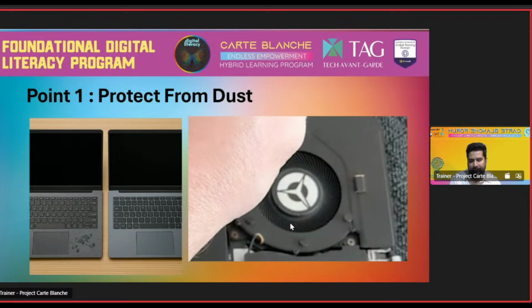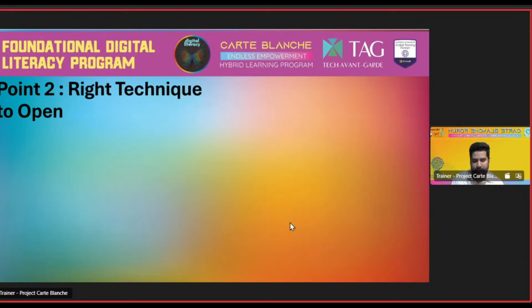Okay. Number two point, this is one of the fundamental activities student B is doing, who has been using the laptop for the last 6 years, and he used to do regular cleaning of the laptops or the desktops. Okay, the fan cleaning, dust cleaning. This is important. Number two is he has always opened the laptop himself. He knows the right technique of opening the laptop.